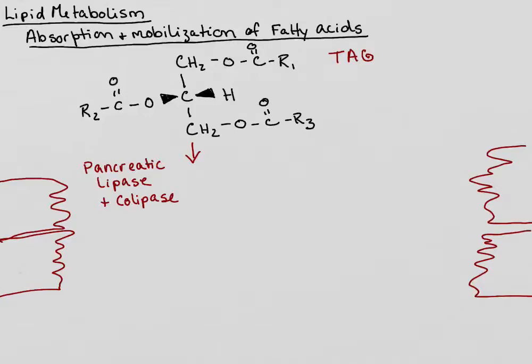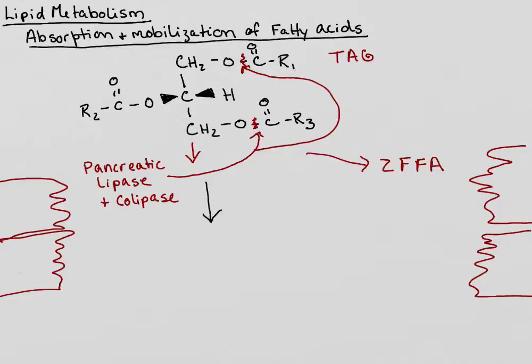So pancreatic lipase will break the ester linkage at carbon 3 and also at carbon 1. So those free fatty acids will then get released. So we're seeing the release of 2 FFAs, the abbreviation there for free fatty acids. But this also then leaves us with a monoacylglycerol.